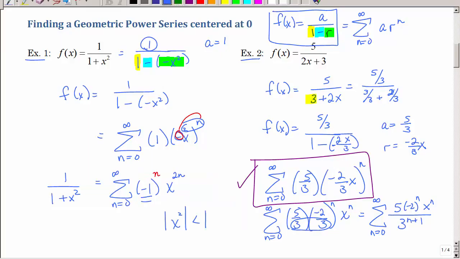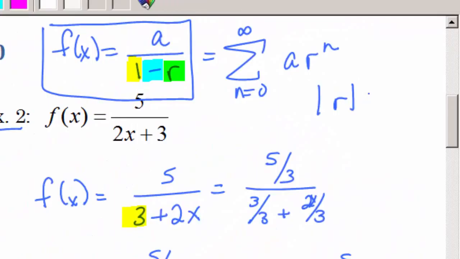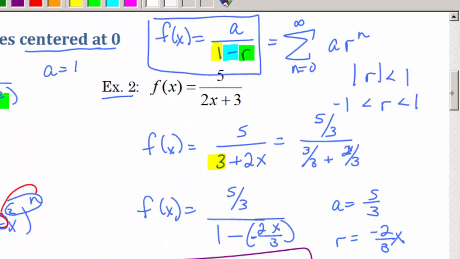So again, just rewriting a function as a power series, and we call that being centered at 0, and that is because our absolute value of r is less than 1, and if we remove the absolute value, you can see that the middle of negative 1 and positive 1 is indeed 0.